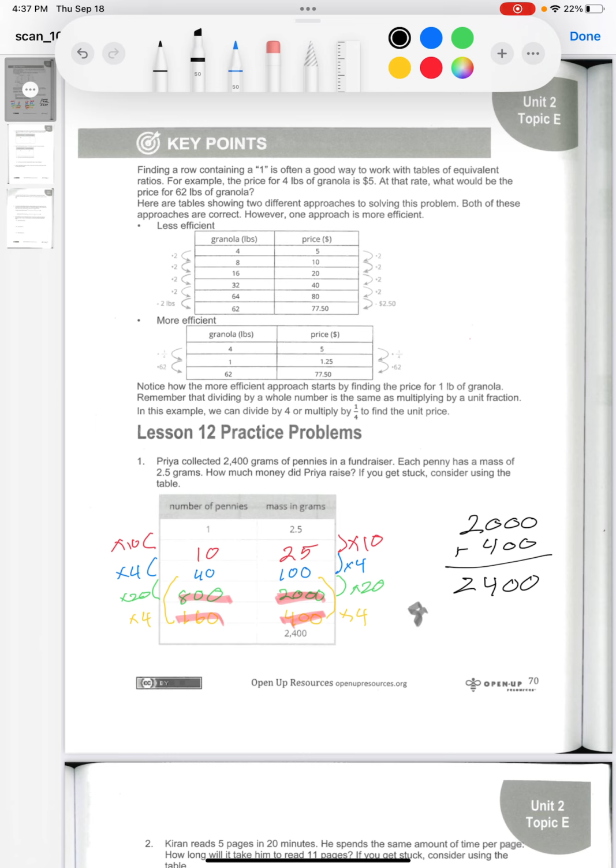So 800, whoops, I shouldn't be on my highlighter. So 800 plus 160 is 960. So how much money did Priya raise? Well, that's 960 pennies. So in money, that's $9.60.